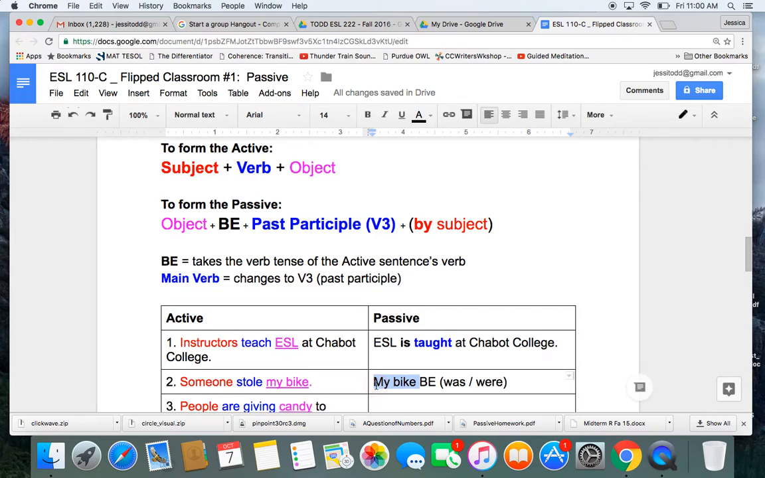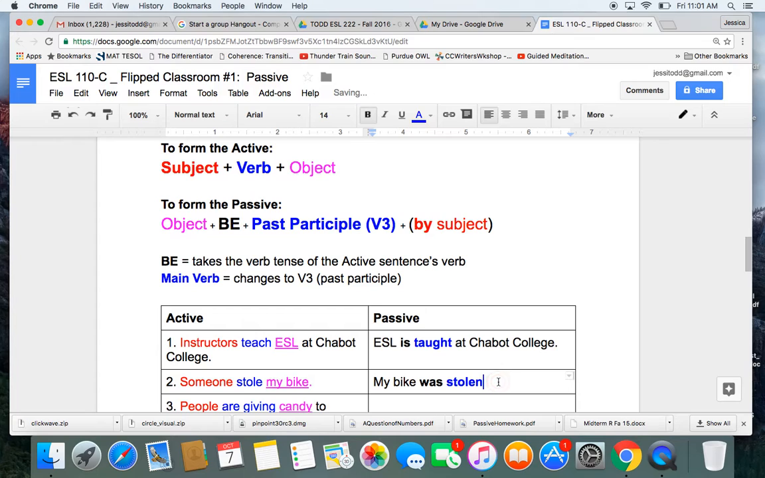Again, we can look here. My bike was or my bike were. My bike is one thing, right? It. So we're going to say my bike was, okay? Next, we're going to look at the past participle of the main verb. Change it to V3, past participle, okay? Past participle of steal: steal, stole, stolen, right?